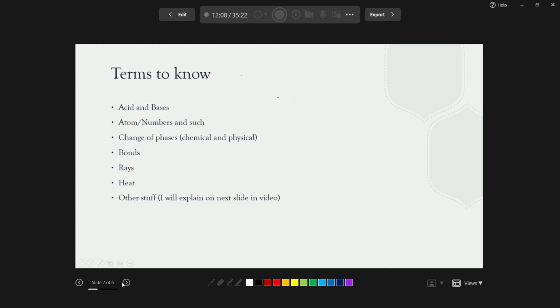So yeah. Elements, we're going to keep going. Elements are the simplest form of matter that can't be chemically broken down.